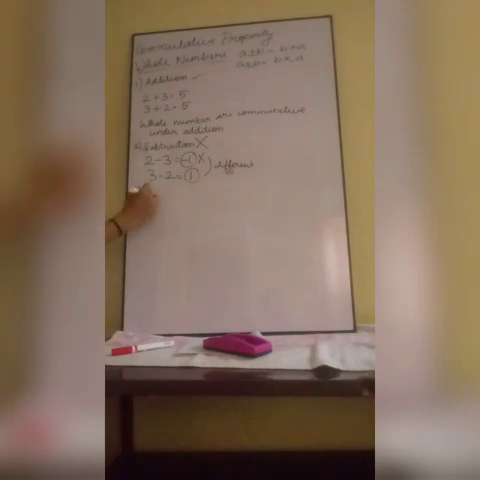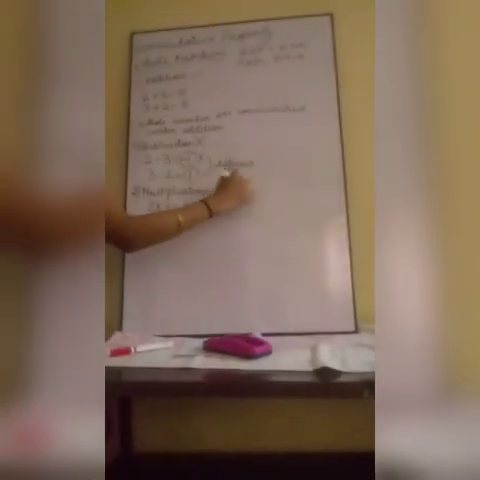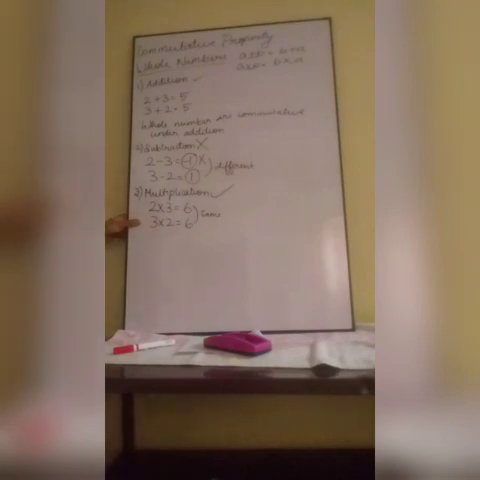Next, multiplication. We are going to multiply two whole numbers. 2 into 3, 2 3s are 6. 3 into 2, 3 2s are 6. Both are the same. So whole numbers are commutative under multiplication.